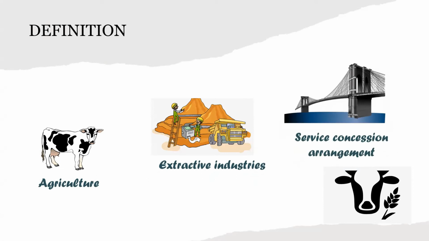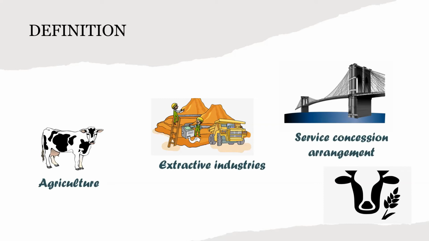So, yung agriculture, yung agricultural activity is defined as the management by an entity of the biological transformation of biological assets for sale into agricultural produce or into additional biological assets. So, agricultural produce is defined as the harvested product of its biological assets. Biological asset is defined as a living animal or plant.